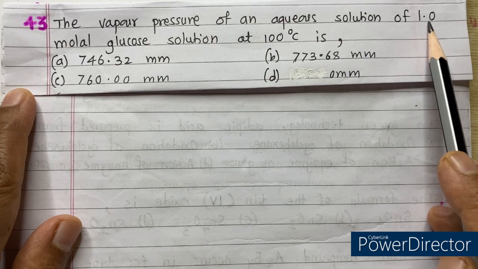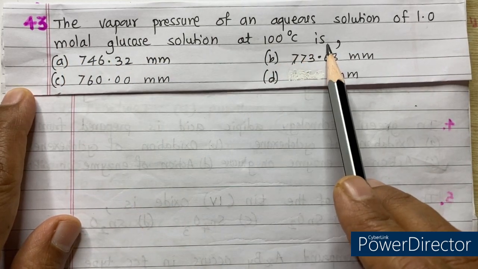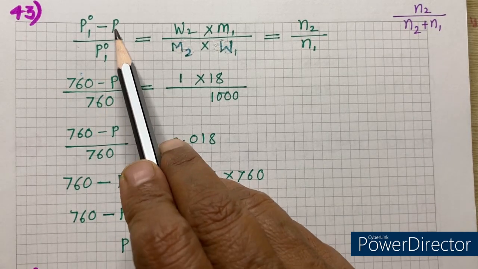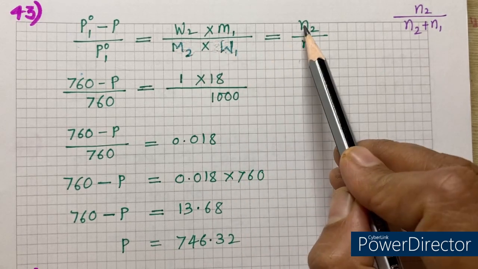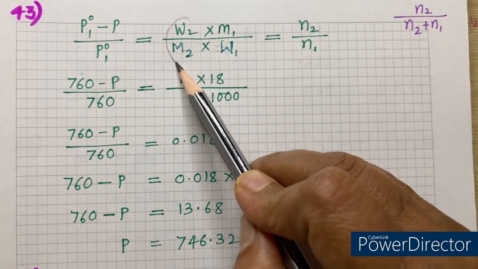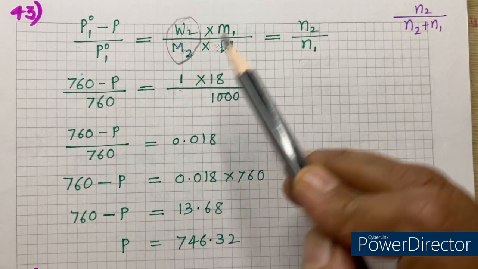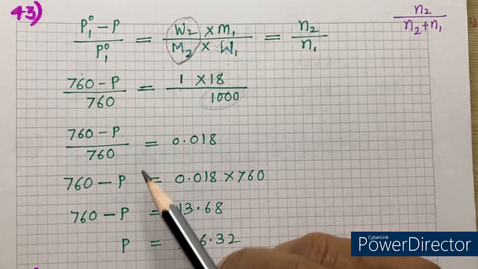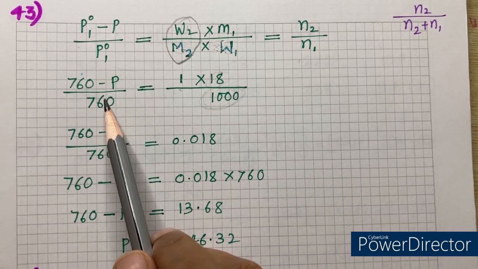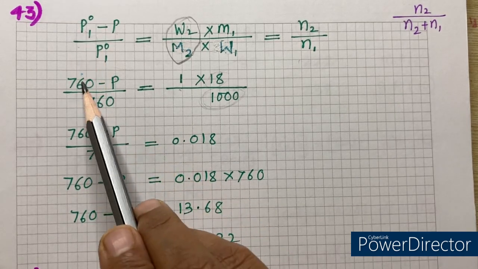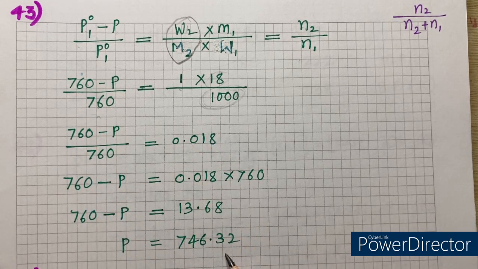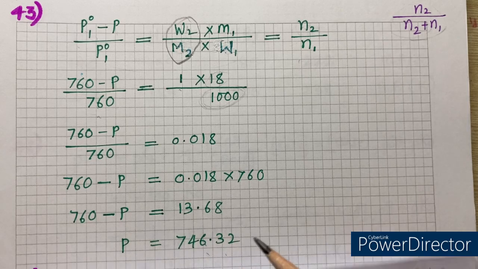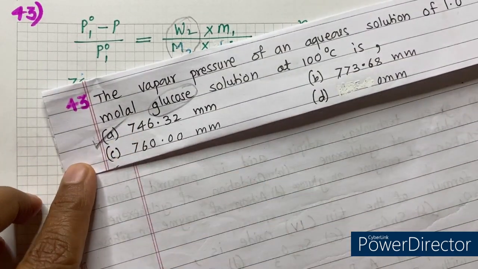The vapor pressure of an aqueous solution of 1 molar glucose solution at 100 degree Celsius. Okay. Now, we want to find out the vapor pressure of the solution. Use this formula. Okay. Now, here N2, that is 1 molar, that is 1 mole glucose. This value is 1. M1 is water, therefore 18. W1, it is a 1 molar solution, that is 1 kg, therefore it is 1000 gram. Now, temperature given is 100 degree Celsius. At 100 degree Celsius, the vapor pressure of water is this one. Now, substitute the values and find out the answer. We can use this formula. Okay, answer is nearly the same. The answer is 746.32, that is this one.